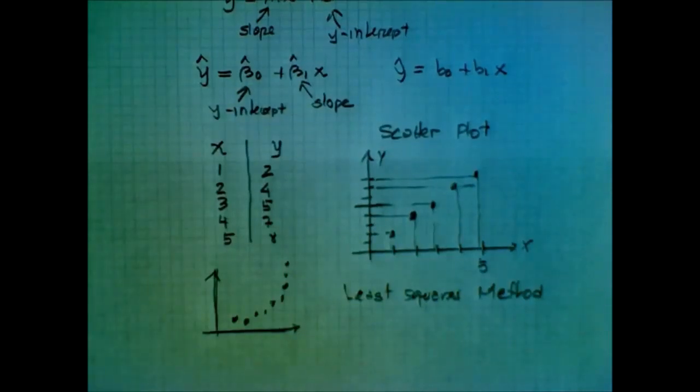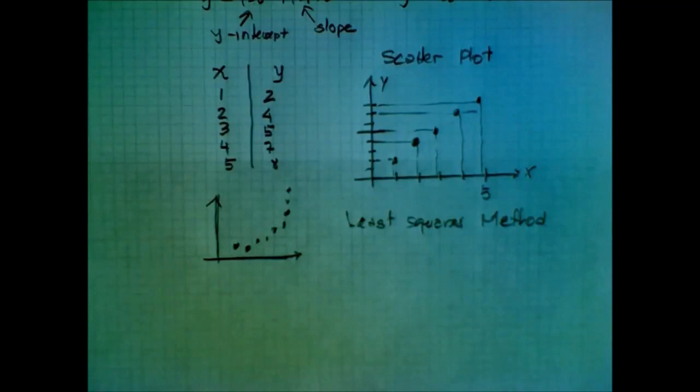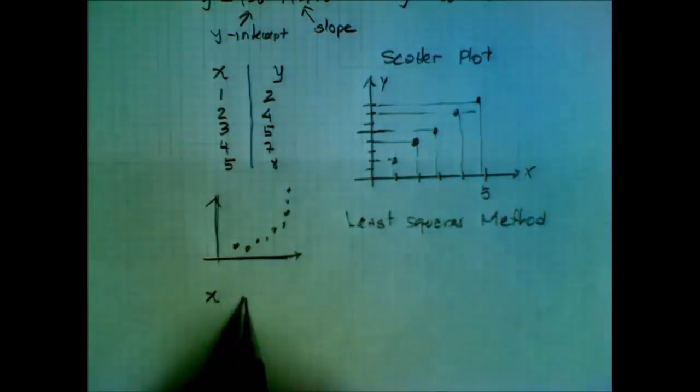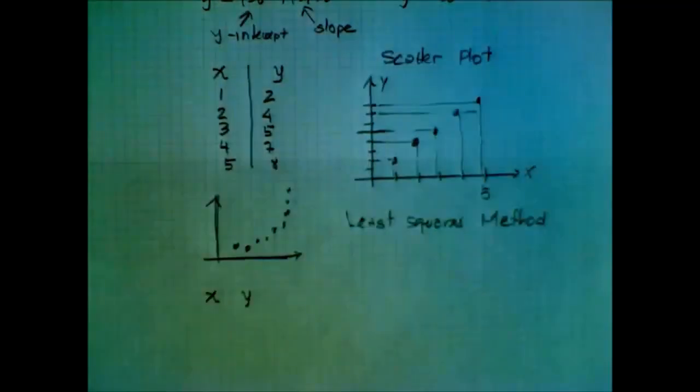Okay, so we are going to do some preliminary calculations before I show you the formulas that we will use to find beta 0 hat and beta 1 hat. So we're going to have in here our x and y values, the ones we have over here.